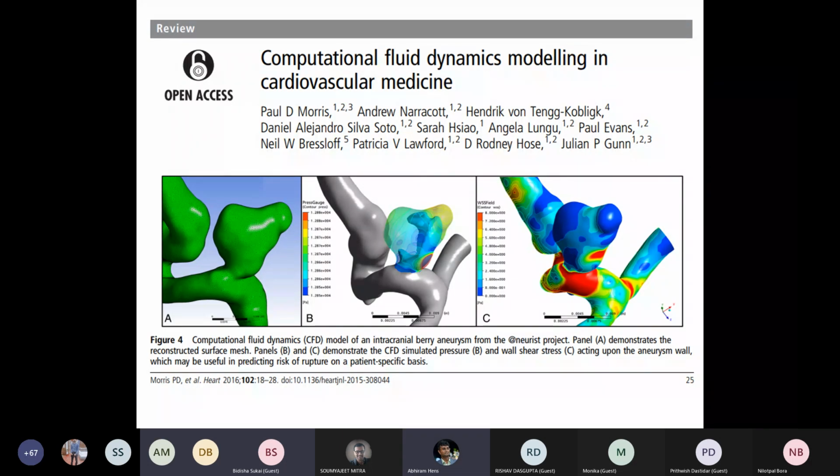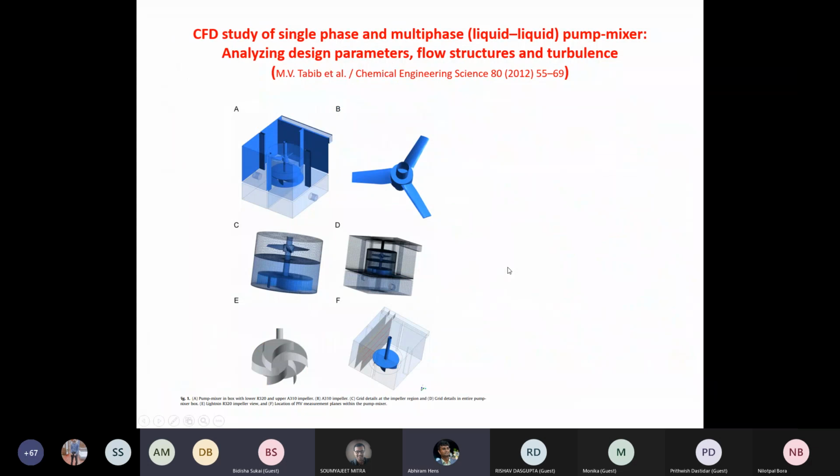Then this is a CFD study of single phase and multi-phase pump mixture, analyzing design parameters, flow structures, and turbulence. This is how you can generate.